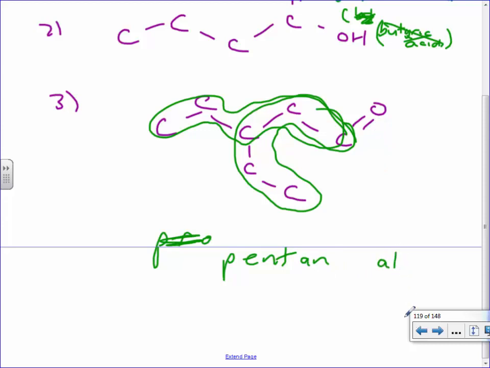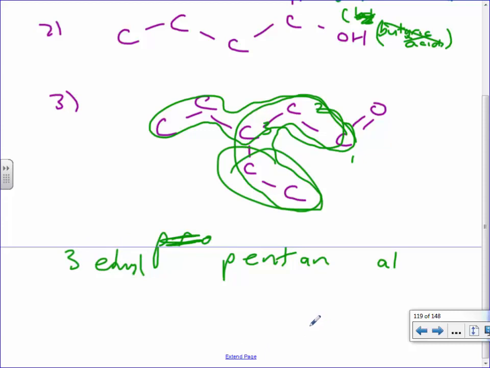Is a number required for aldehydes? There should really be no reason why, at least for this bit. So it's just pentanal. And then depending on which way you approach this, this is 1, that's 2, that's 3. Off of there, you've got an ethyl, so it's a 3-ethyl pentanal.